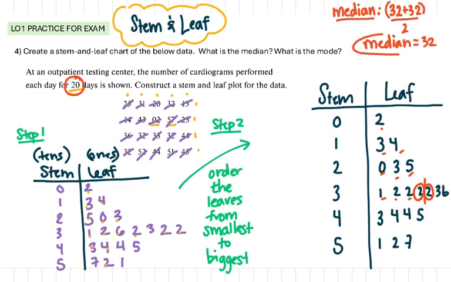And also the mode. Mode is the most popular, the most repeated. So we'll actually just look down at the leaves and see which leaf is the most repeated. And again, 1, 2, 3, 4. That one is repeated 4 times, but don't say it's the number 2. It's actually the number 32. Okay. So you can tell all that from the stem and leaf.